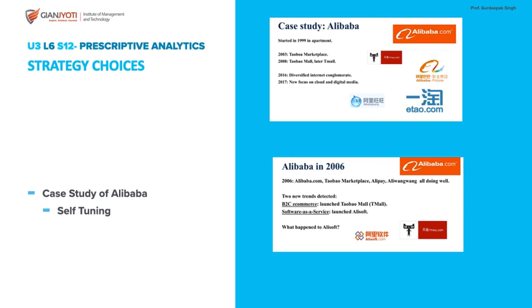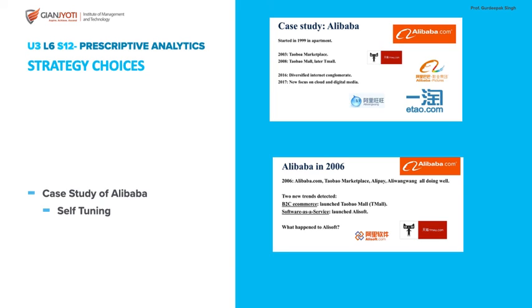Now, if I look at their history, and you know about Alibaba in 2006, right? They were having Alibaba.com, the Taobao marketplace, which later in 2008 they called Tmall, and Alipay, which is one of the leading money transaction portals. Ali Wangwang, all were doing well in 2006. How many of them are there now? Not all. So in 2006, they found two new trends with their experimentation of the self-tuning mode.